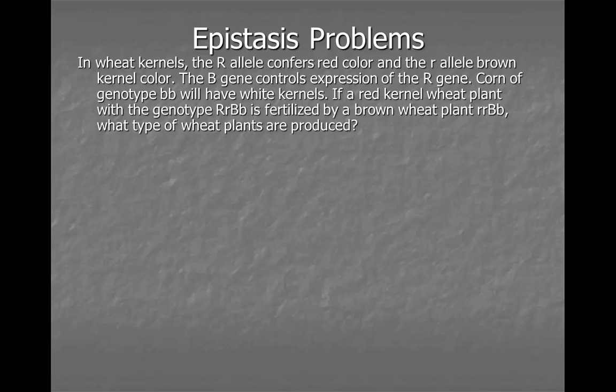Again, we need to make our key. Keep in mind, capital R is red, little r is brown, capital B, the gene is turned on, little b, it is white or off. Again, we're looking at less color. Here are the parents, and again, we need to FOIL.